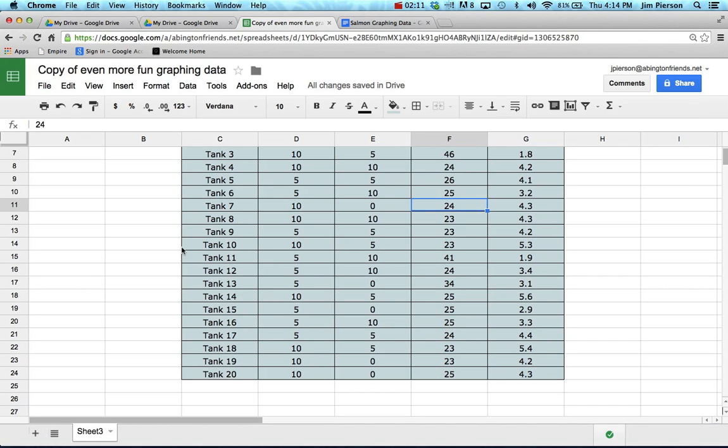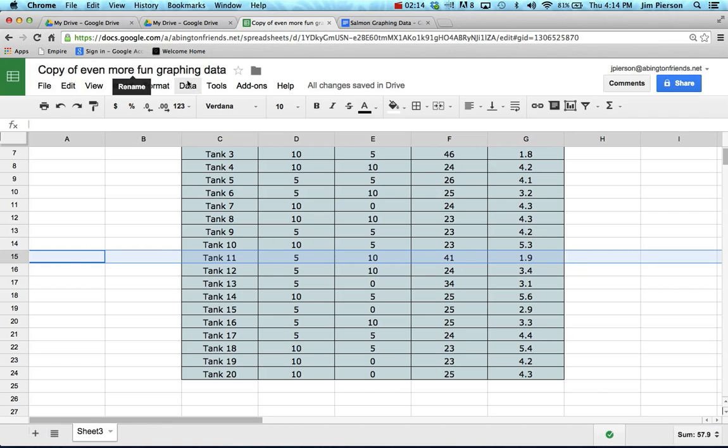Same thing, I'm going to highlight the area I want to sort. I go to data sort, and I'm going to sort range by column D, A to Z, because that's the column. And when I get done, it's nice they have 0, 5s, and 10s. So now what I can do, I can look at that's 5, 0, 23, 5s. These are all pretty similar, these two.